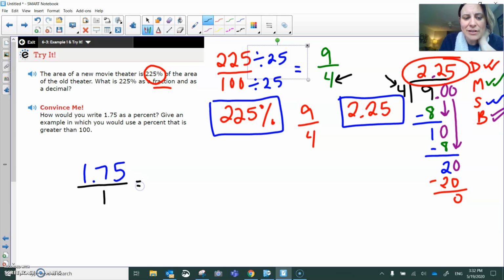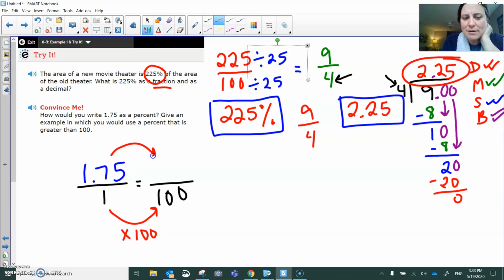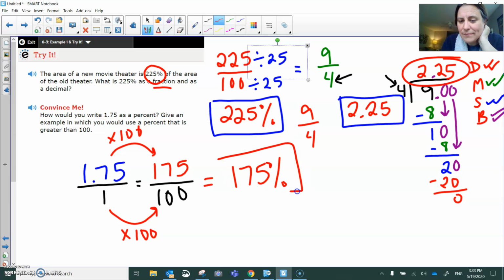Because check this out. What we've learned is that a percentage is the parts out of 100. So what would you have to do to 1 to get it to be 100? You'd have to multiply it by 100. And whatever you do to the bottom, you got to do to the top. And 1.75 times 100 is 175. And now that it's over 100, we know that it's 175%. And again, notice 1.75 and 175 are related, and it has to do with decimal movements.